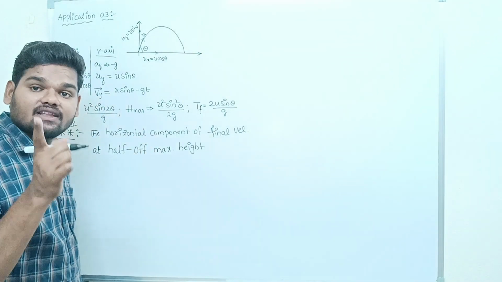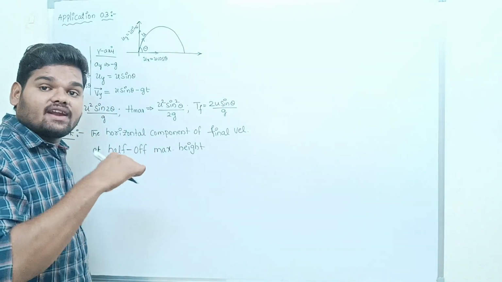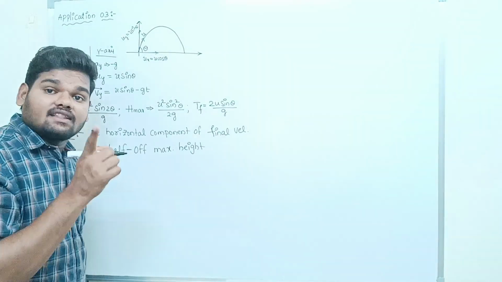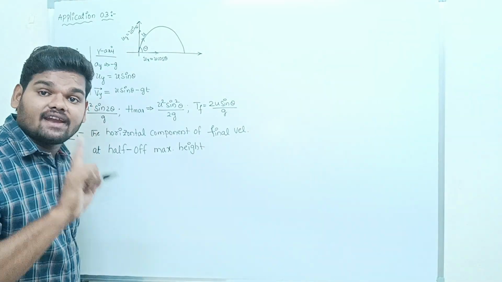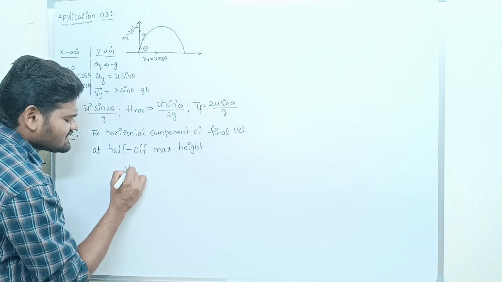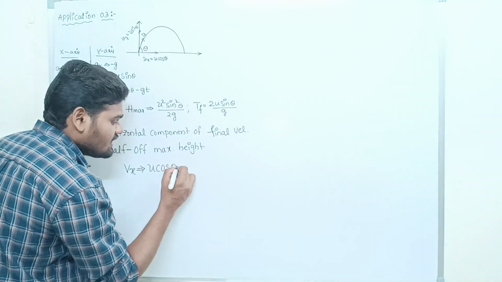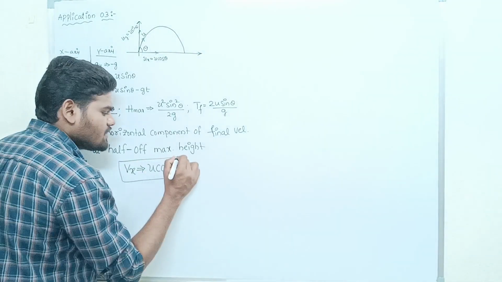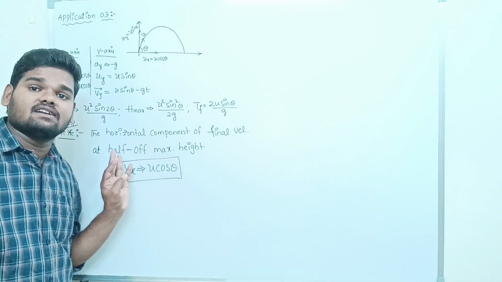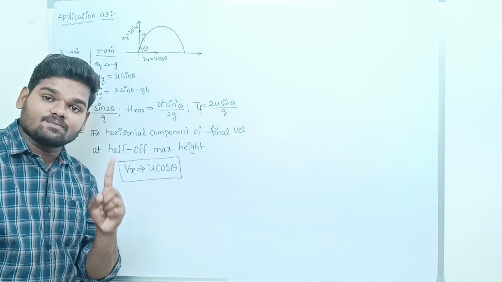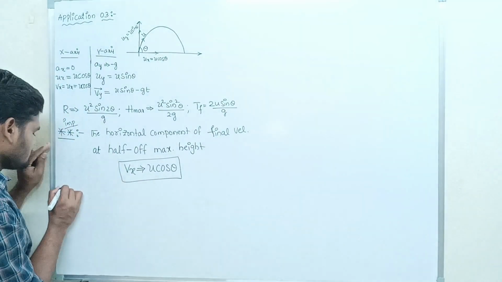Always remember that the x component of final velocity, that means the horizontal component of final velocity, never changes. That is always u cos theta, at half of maximum height, at 3/4 of maximum height, anywhere. So it never changes. Are you getting? Okay sir.